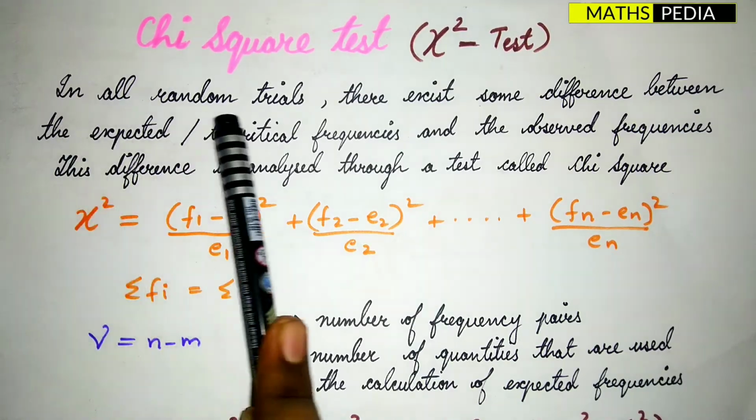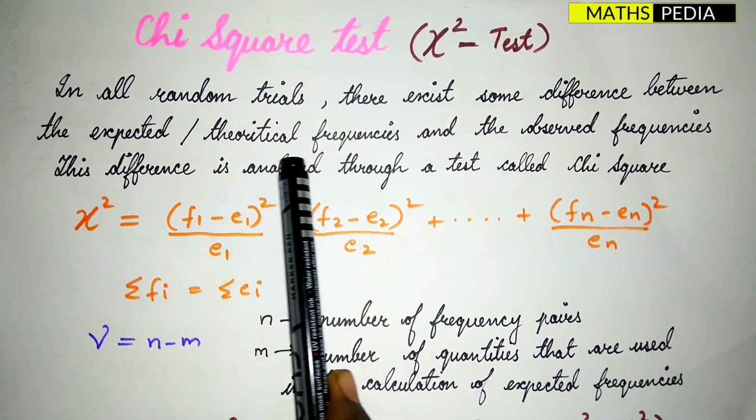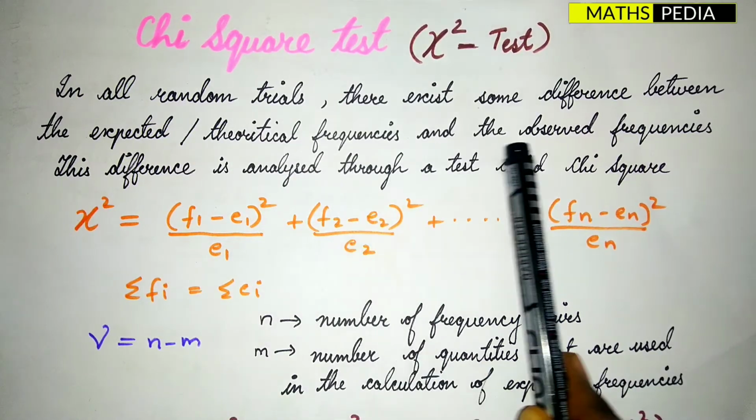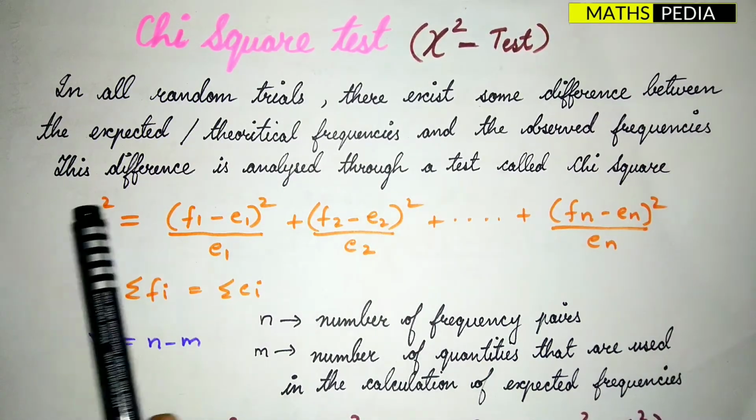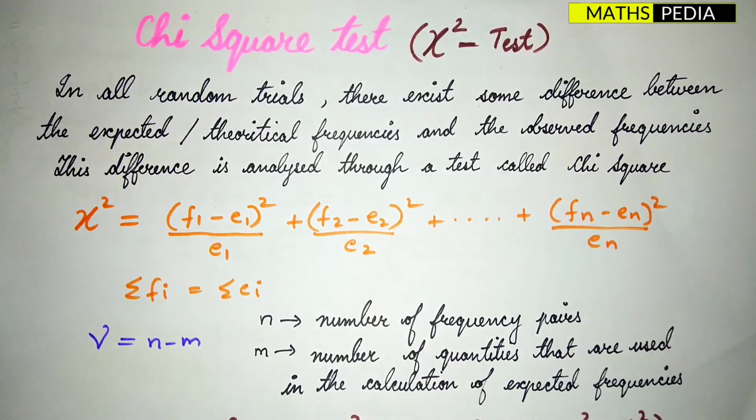Now, in all random trials, there exists some difference between the expected or theoretical frequencies and the observed frequencies. This difference is analyzed through a test called the chi-square test. This is why we do the chi-square test.